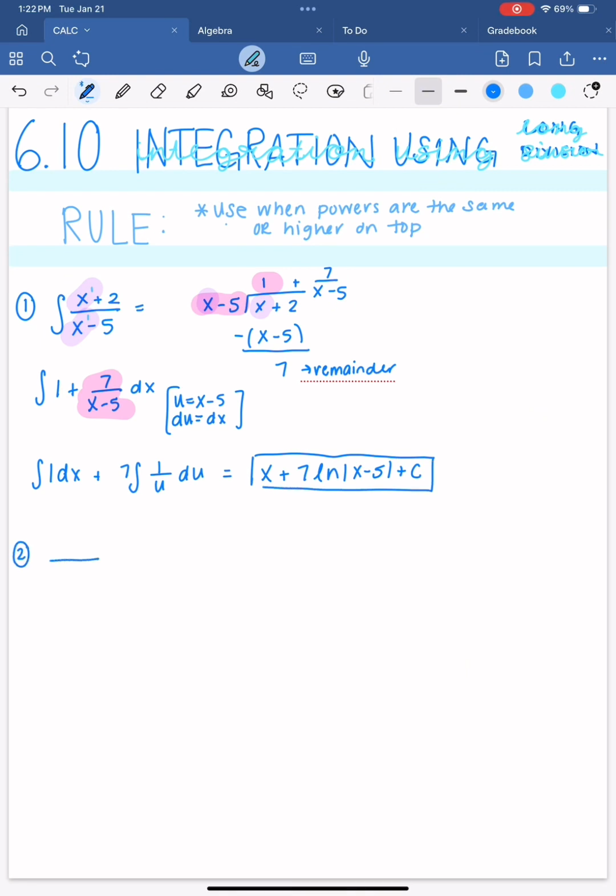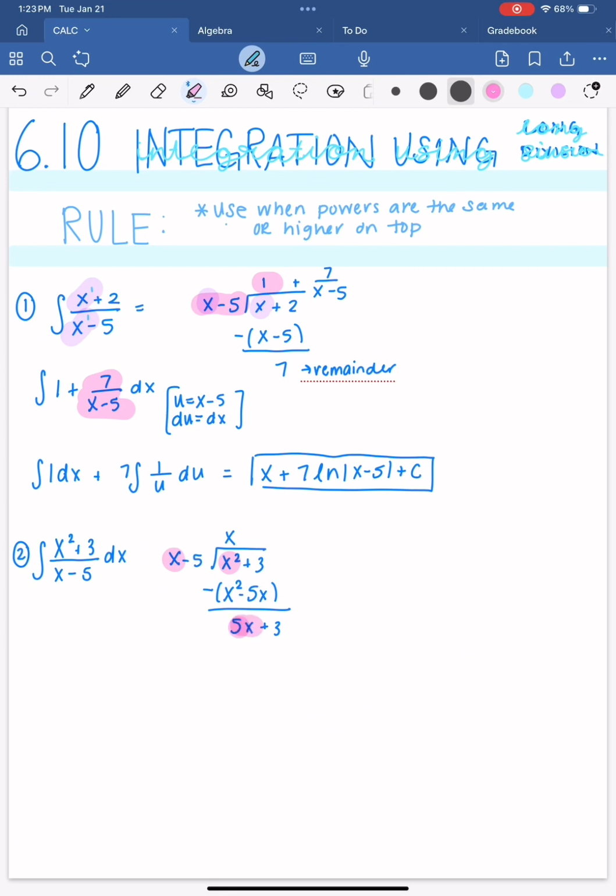So example number 2, same thing: you're going to use it when the powers match or they are higher on top. So I'm going to have x squared plus 3 on top and x minus 5 on the bottom. The powers are higher on top, so we're going to go ahead and divide x minus 5 into the numerator. You're going to say to yourself, how many times does x go into x squared? x amount of times, because x times x is x squared. Minus, make sure you put in parentheses, x times x minus 5, which you can see I wrote there.